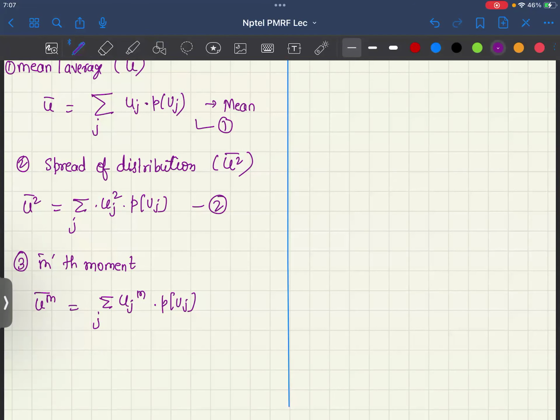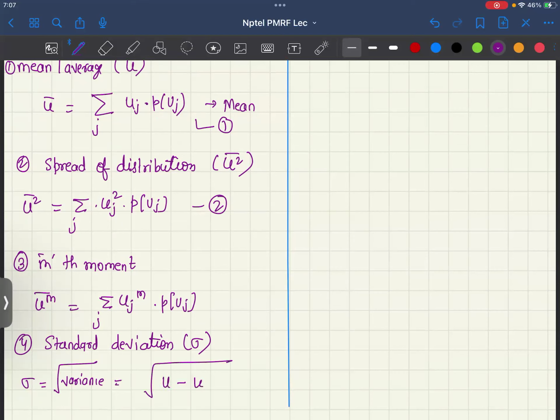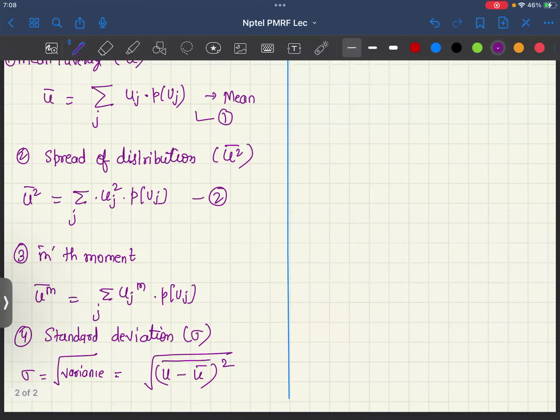Next is how to calculate the standard deviation, also denoted by sigma. Sigma is nothing but the square root of the variance. It is nothing but the square root of the mean of u minus u bar, whole square.